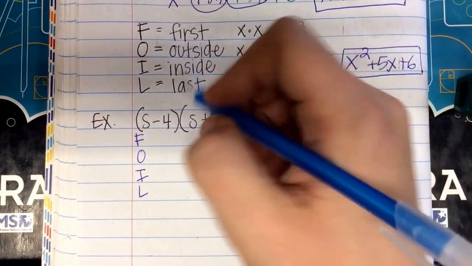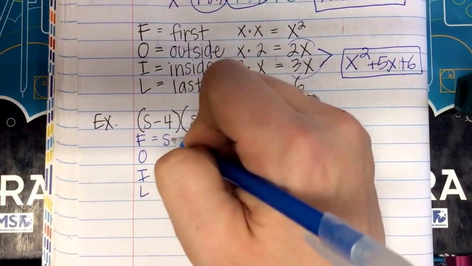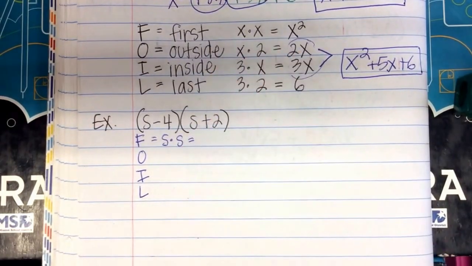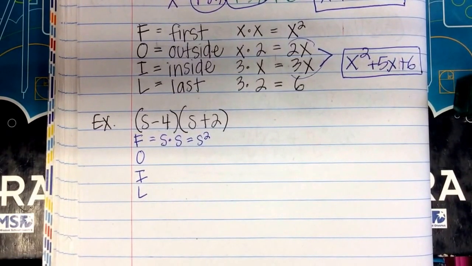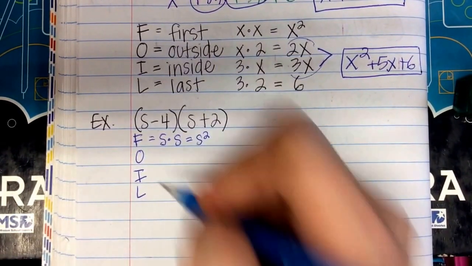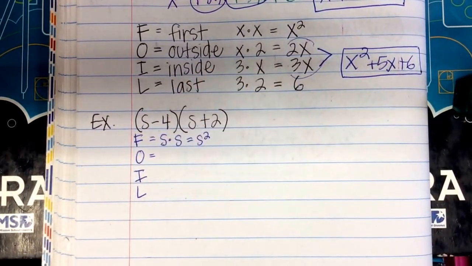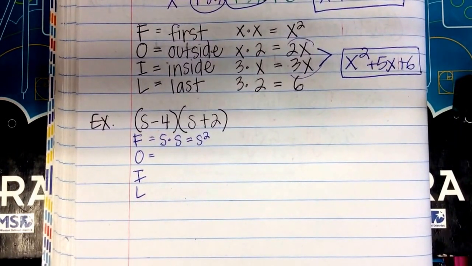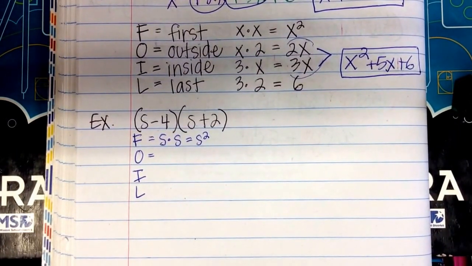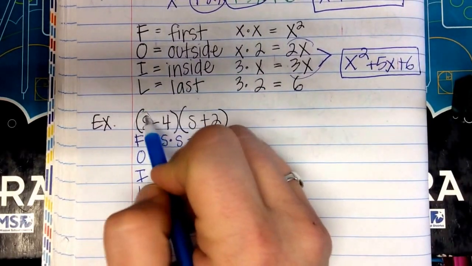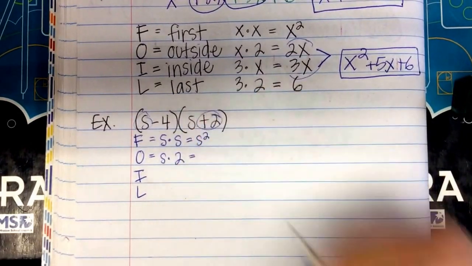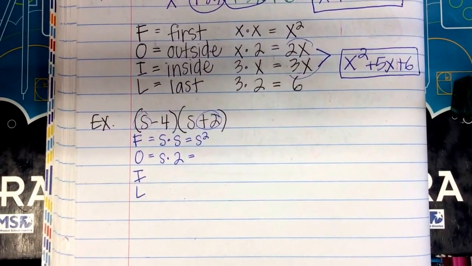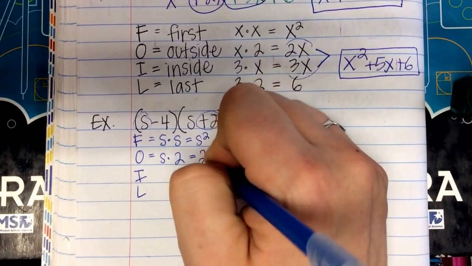First times first. S times S. What does that equal? S squared. Outside. Who can tell me my two outside terms? Looking at that binomial times a binomial. What are my outside terms? Tommy? S times positive 2. And what is S times positive 2? 2S.